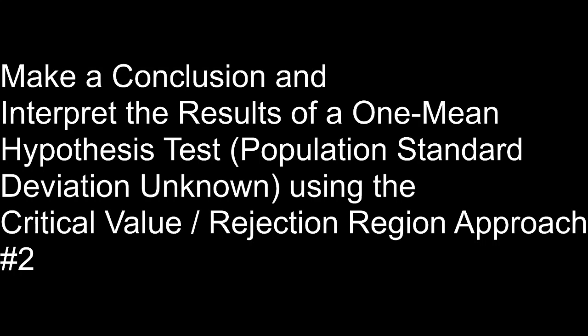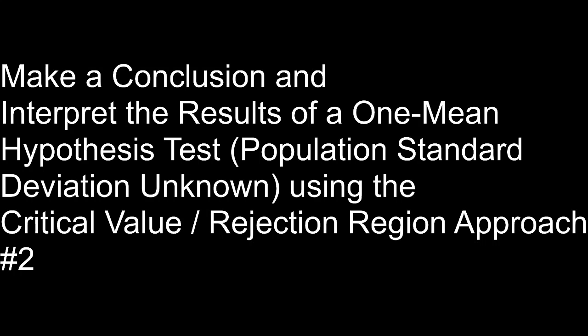This video is on the objective: make a conclusion and interpret the results of a one-mean hypothesis test with the population's standard deviation unknown, using the critical value or rejection region approach. This is my second video on this particular objective, so hopefully you've seen the first one. I'm going to do a little less explaining in this one because I did a lot in the first one.